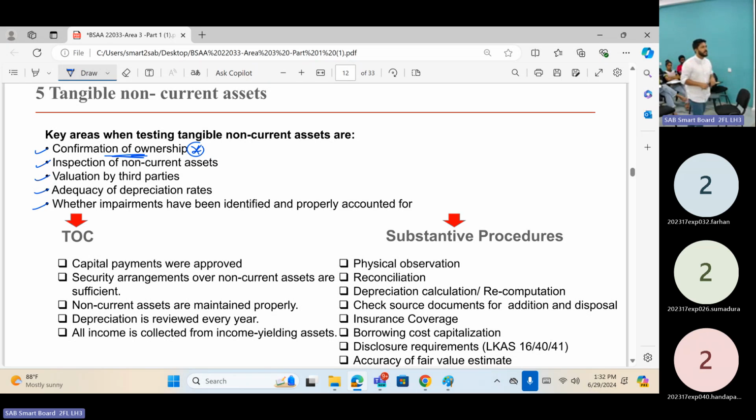Okay. So then disclosure requirements. What are the disclosure requirements? We have many, right?